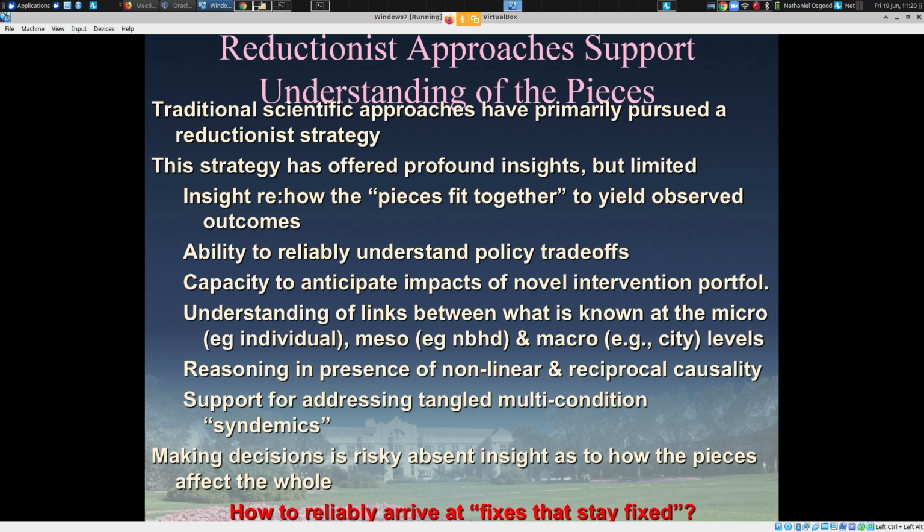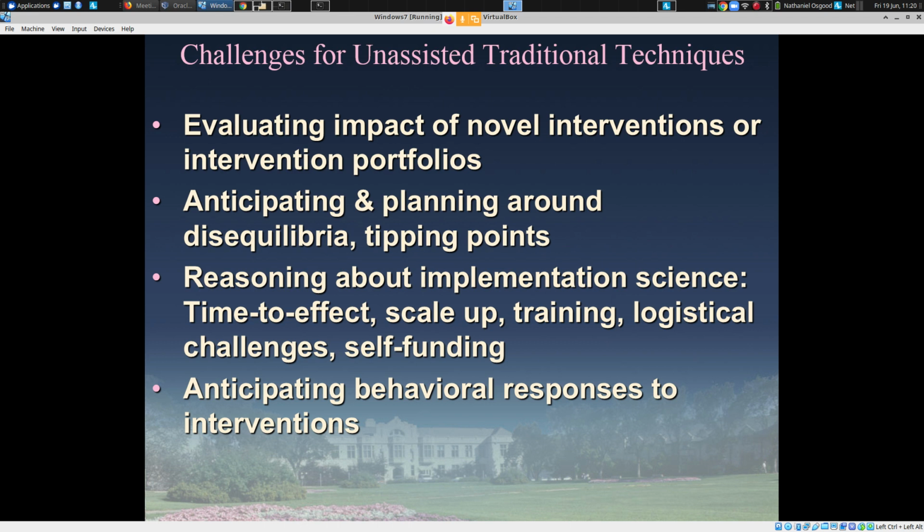And when we have reciprocal causality, nonlinearity, when we have tangled syndemics, and when we have these contexts where we have different levels of scale, we need methods that are up to addressing the complexities at that level to get in place fixes that stay fixed, which won't just roll back on us in a Sisyphusian type way. And there's many challenges for unassisted techniques. In longer versions of this presentation, I'll go through a litany of past examples of cases of systems effects biting us back.